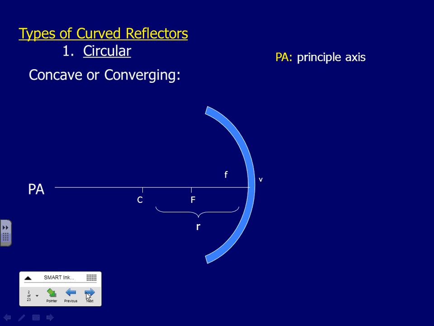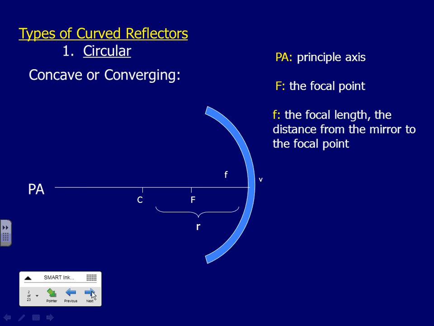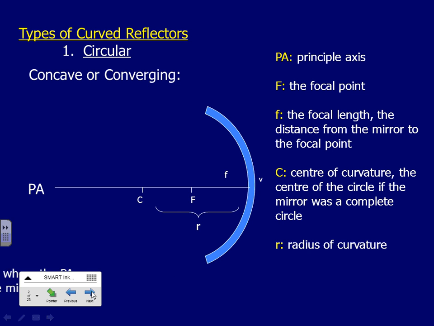And where the principal axis meets the mirror, we call that V, and that particular thing is called the vertex. So I'm going to go back down to the bottom of the page here. V is the vertex, and it is essentially where the PA meets the, am I gone off the page yet? Not yet. Mirror. Where the PA meets the mirror. All right?